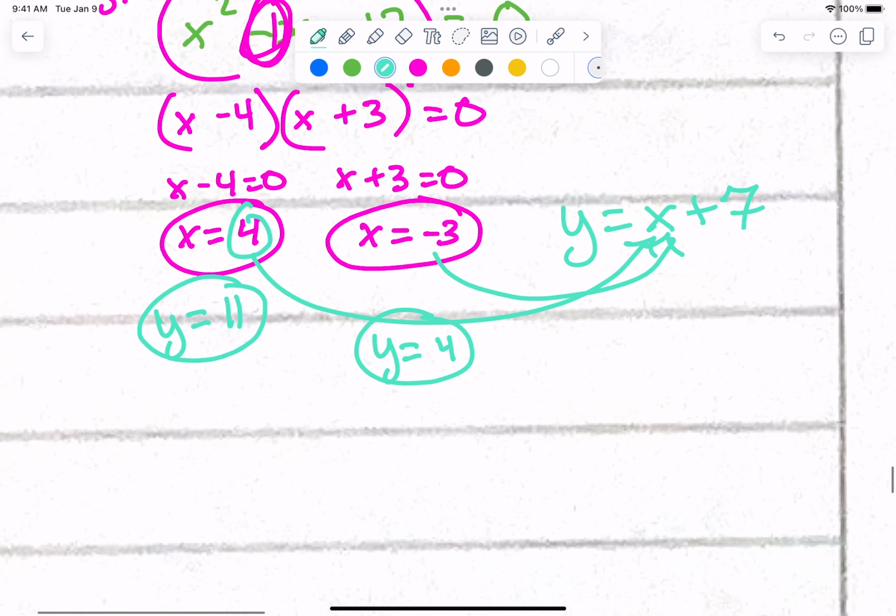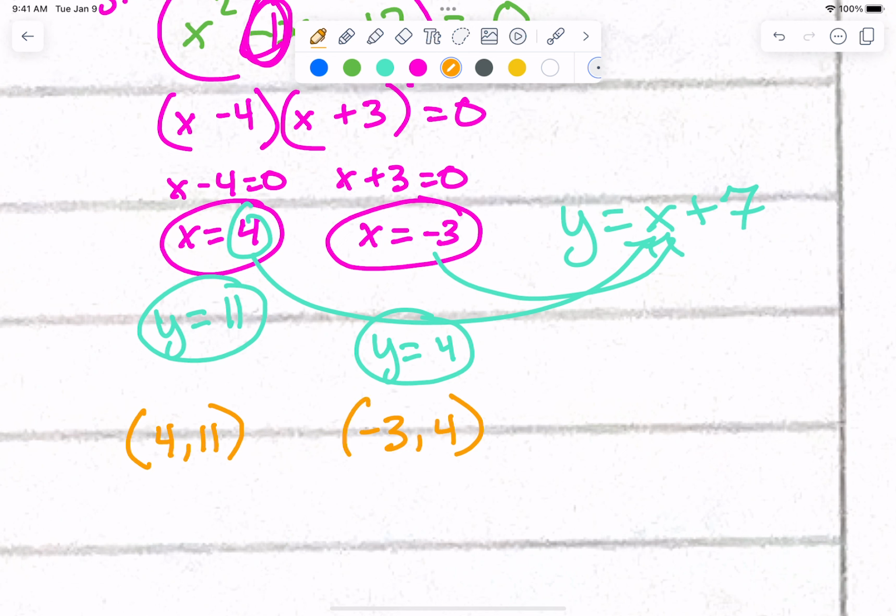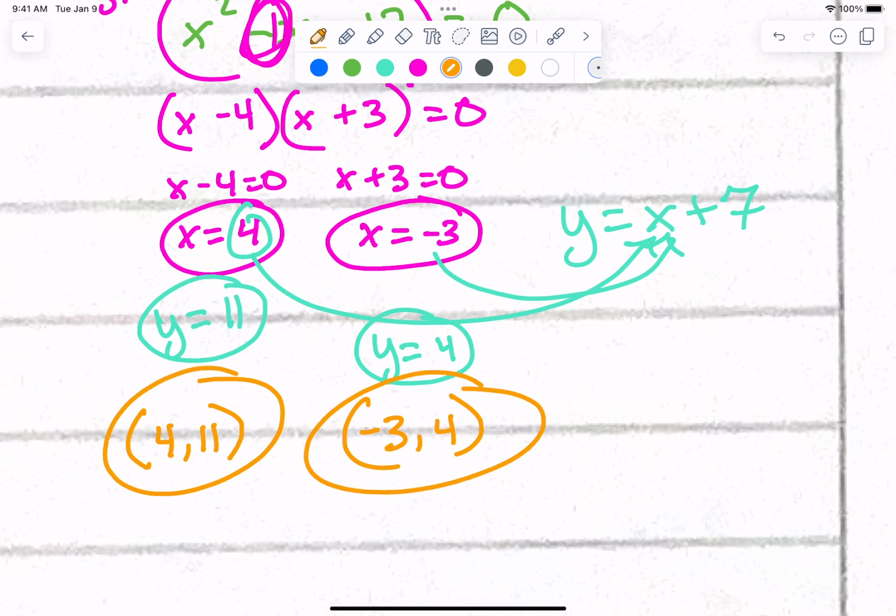So my 2 answers are 4 comma 11 and negative 3 comma 4. There he is. Those are my 2 places where my parabola is crossing my line, right? It's the same thing as what we were doing before with substitution and elimination. It's just we have uglier equations now, right? Okay. But it's still manageable.